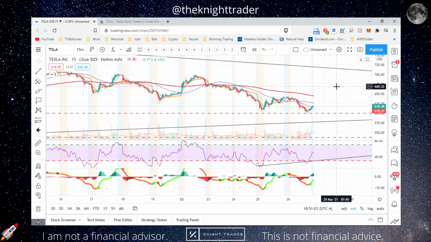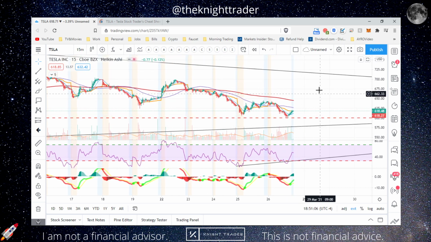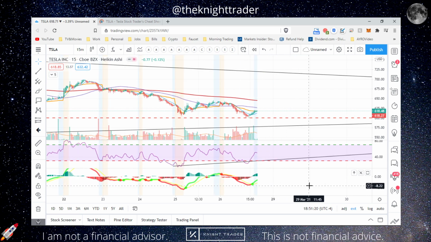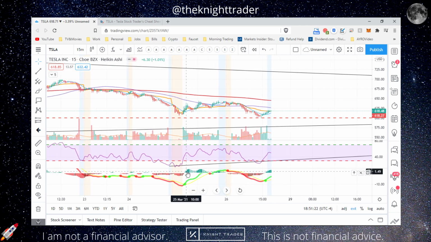It's resistance right now because it's above us. When it's below us, it's support. Above resistance, below support. Over 70 overbought, under 30 oversold. When our buys cross over our sells, we are looking at green momentum on the MACD, convergence divergence, and you can see that we have the dark green, which is showing strength in the momentum.